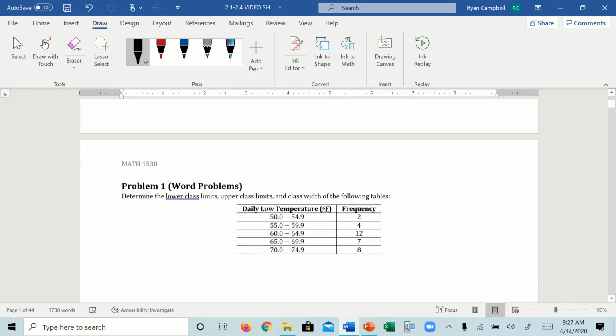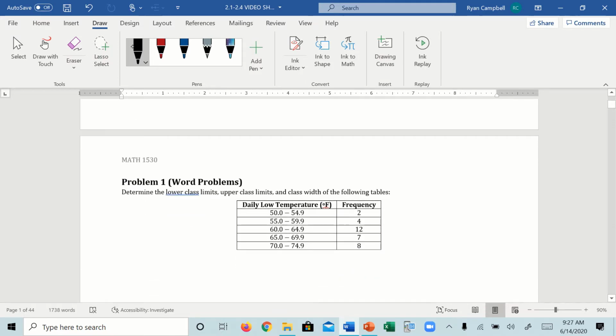So if we look at this, right, problem number 1. So this is an example of a frequency distribution, right? These are what we call the classes, right? Each of these classes contain a certain number of people in them, right? Or a certain number of subjects, I should say. So in this case, we're talking about daily low temperatures. So hopefully this is pretty explanatory, but what would this 4 mean in this class? What would this frequency mean?